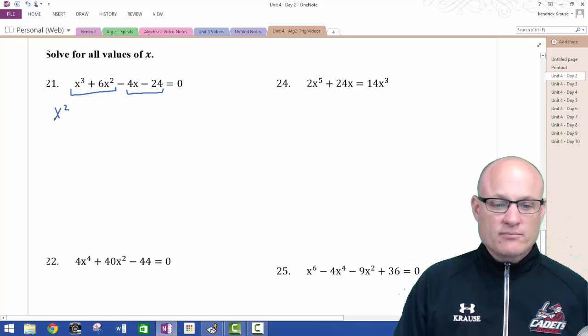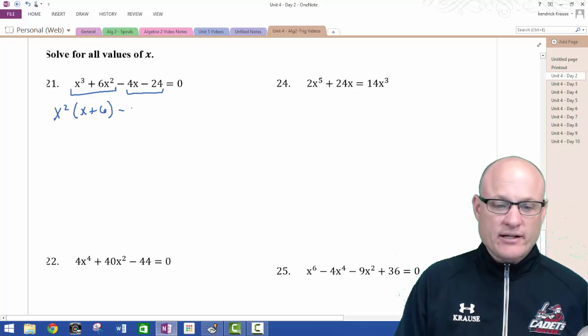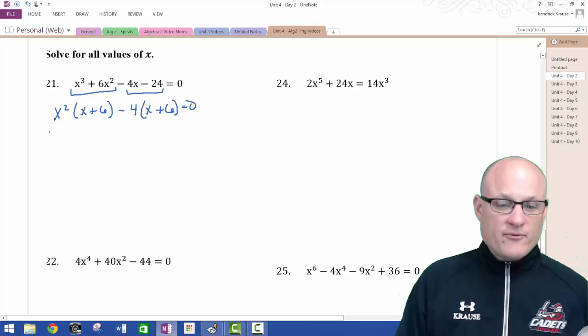We're going to take out an x squared, and I'm left with x plus 6. I'm going to guess negative 6 is one of my solutions. Copy over the negative. We got a 4. x plus 6 equals 0. Again, negative 4 times positive 6 is negative 24. So my first set of parentheses is x plus 6.